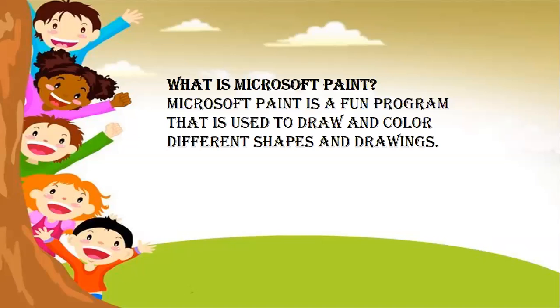As you all know, why we use Paint? Microsoft Paint is a fun program that is used to draw and color different shapes and drawings. So, why do we use MS Paint? For drawing and coloring. What will we draw and color? Different shapes, different drawings, different images, different sceneries, different scenarios. Anything you want to draw or color with the help of MS Paint, you can. Got it?